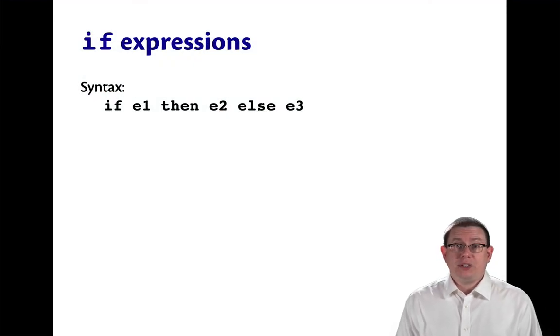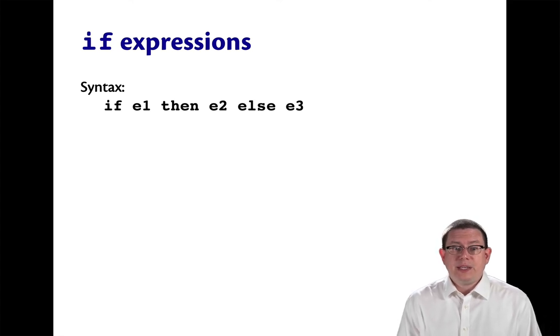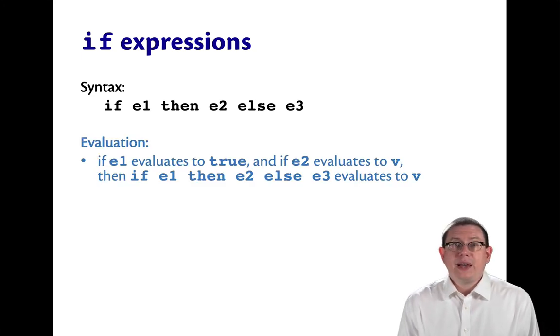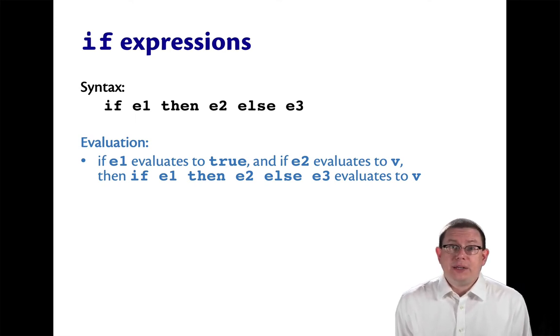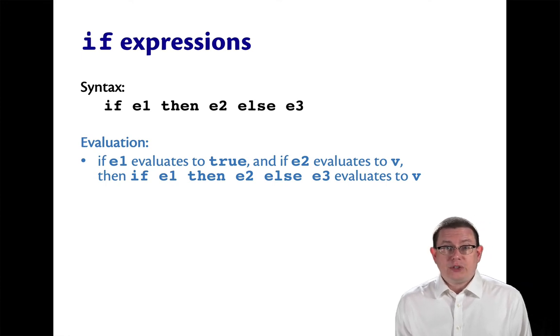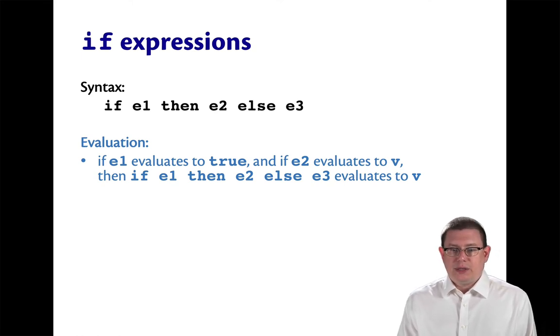Now that we've taken a look at if expressions at a more intuitive level, let's go back and pick apart their syntax and semantics a little more carefully. The syntax of an if expression, as we've learned, is if then else, and it has three sub-expressions as part of it, which I've written as E1, E2, and E3, the E to indicate that they are expressions themselves, and the 1, 2, and 3 just to help us disambiguate as we read it. Next, let's state the evaluation rules, or the dynamic semantics. The definition of how to evaluate an if expression in OCaml is if E1 evaluates to true, and if E2 evaluates to a value V, then the entire if expression, if E1, then E2, else E3, evaluates to V.